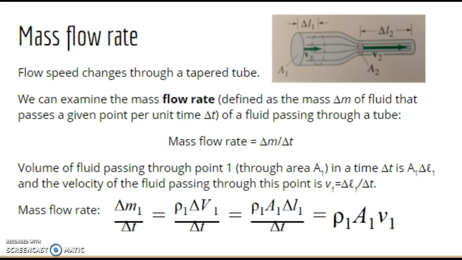So mass flow rate we'll say is delta M over delta T, change in mass over change in time. Now the volume of fluid that's passing through region 1, i.e. area A1, in a given time, we can express as a mathematical expression. Volume is going to be an area times the length. So if the fluid moves from one point to another, we multiply that difference by the cross-sectional area, and we get the volume of the fluid.